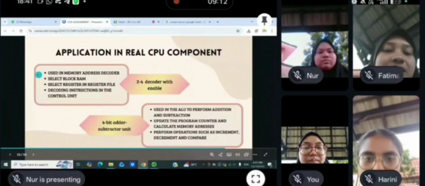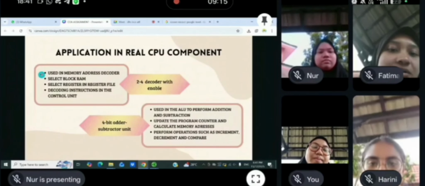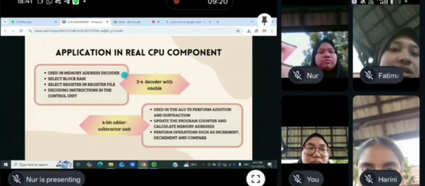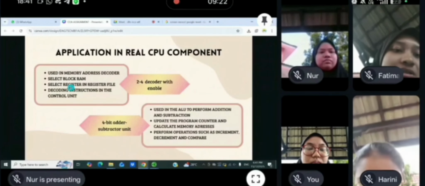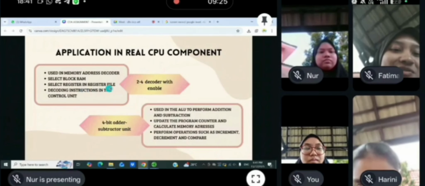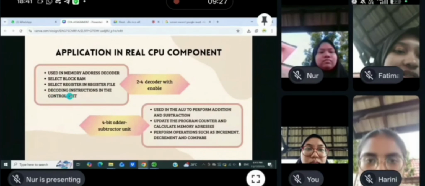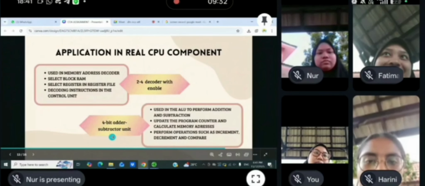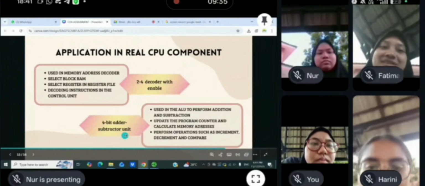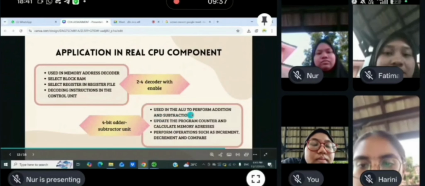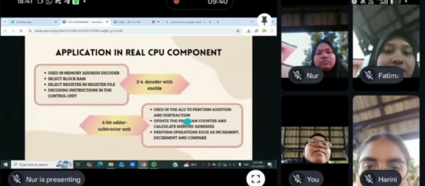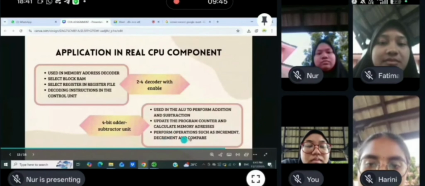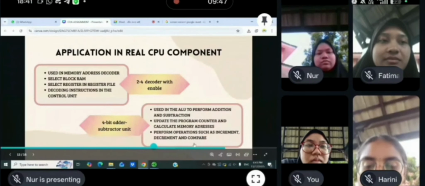For application areas in CPU components, for the 2 to 4 decoder with enable: 1, used in memory address decoders; 2, select block RAM; 3, select a register in the register file; and 4, decoding instructions in the control unit. Applications in real CPU components for the 4-bit adder subtractor unit: it is used in the ALU to perform addition and subtraction, update the program counter and calculate memory addresses, and perform operations such as increment, decrement, and compare.